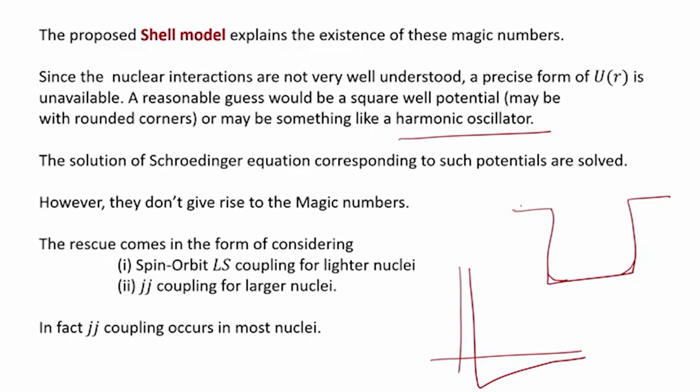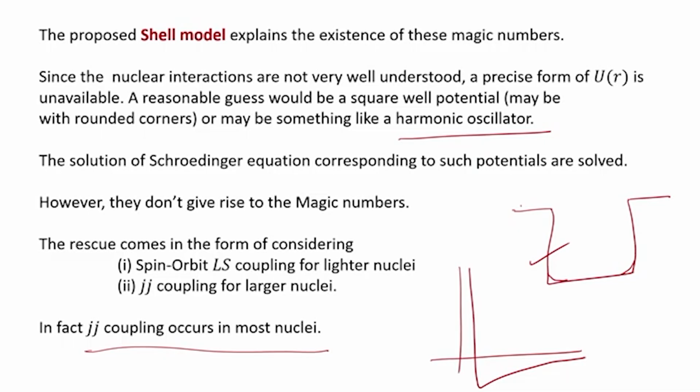If you solve the Schrodinger equation, at least for this case it can be solved, but otherwise you'd find it very difficult. But they don't give rise to any magic numbers. And what comes to the rescue is the spin orbit coupling, or the LS coupling for the lighter nuclei, and JJ coupling for larger nuclei. In fact, JJ coupling occurs in most of the nuclei. We have talked about this earlier.